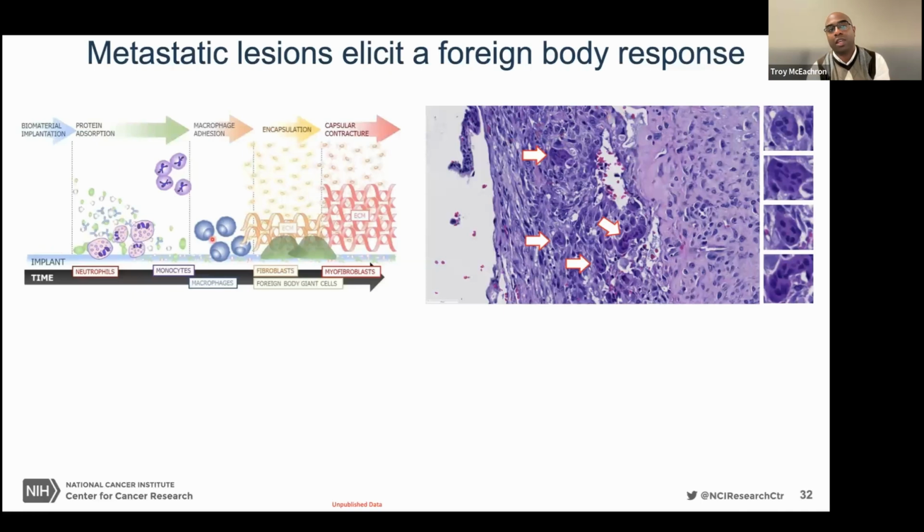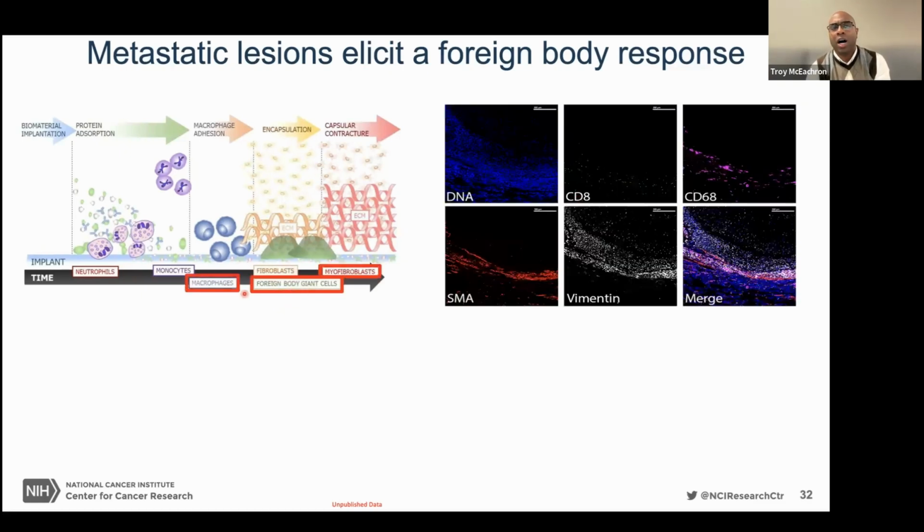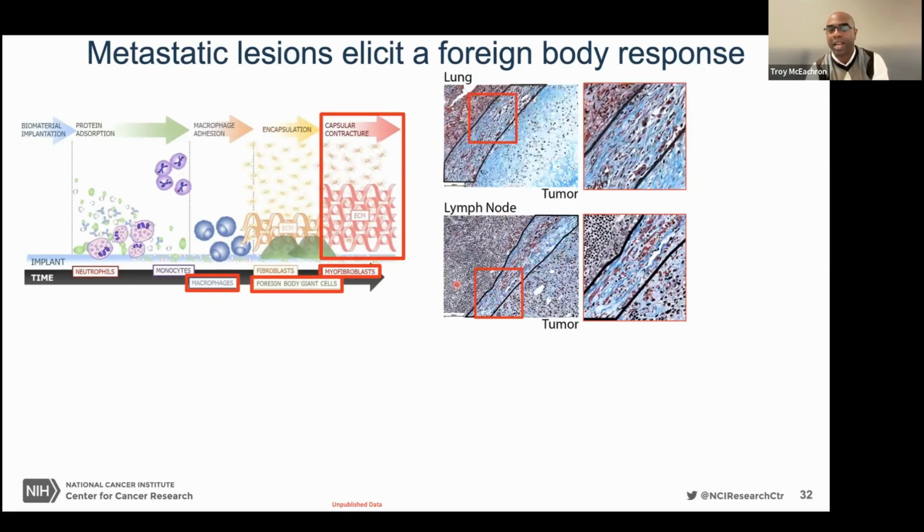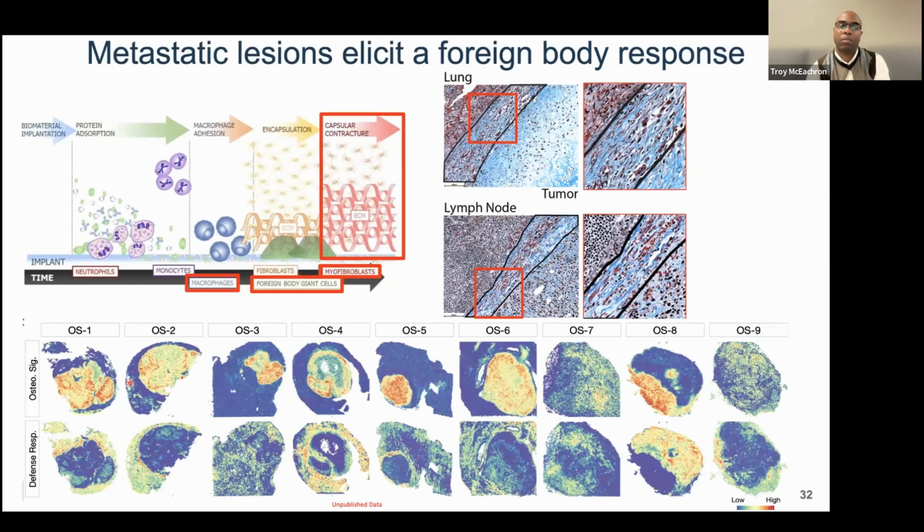So this is the workflow, or what the foreign body response looks like. And the evidence is we have these foreign body giant cells that we can see here. We have macrophages and myofibroblasts, so CD68 staining macrophages, smooth muscle actin staining myofibroblasts. We have capsular contracture, this fibrocollagenous capsule, and we can see that with trichrome staining, where you have this capsule encompassing and encircling these metastatic lesions, and molecularly, we can see evidence of that here as well.